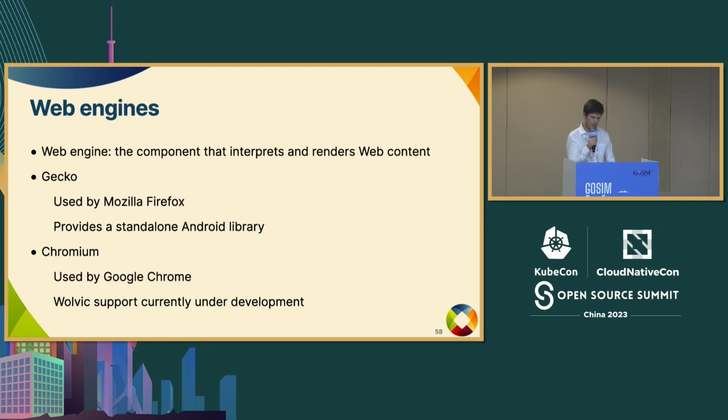So I mentioned web engines. A web engine is the component that interprets and renders and knows how to paint a website, so to speak. Currently, our main one is Gecko, which is the same one that is used by Mozilla Firefox. We're using the standalone Android library that Gecko provides, but we are also working to be able to support multiple web engines. And the next one coming up is Chromium, which is the one used by Google Chrome, and we are currently under heavy development.